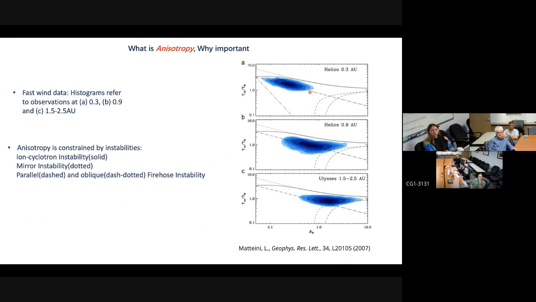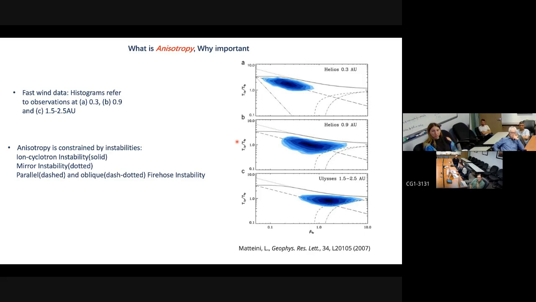So here's another example. The plot here is a histogram referring to solar wind at 3 different distances from the sun. So from the plots, we can see that the anisotropy distribution is constrained by the instabilities. The solid lines here show the threshold of ion cyclotron instability. Ion cyclotron instability happens when the perpendicular pressure is much larger than the parallel pressure. So we can see the ratio is larger than 1 because the perpendicular pressure is larger than the parallel pressure.